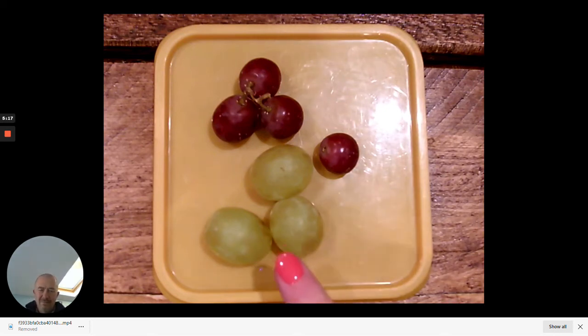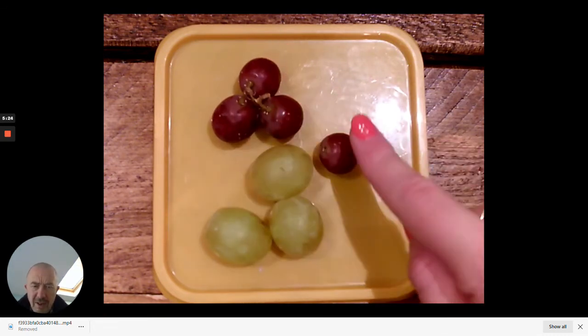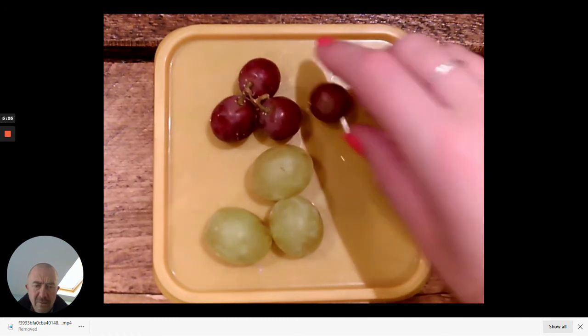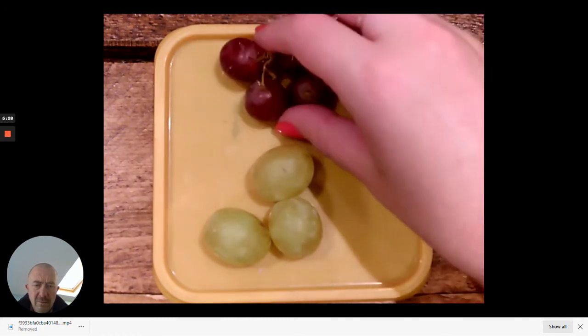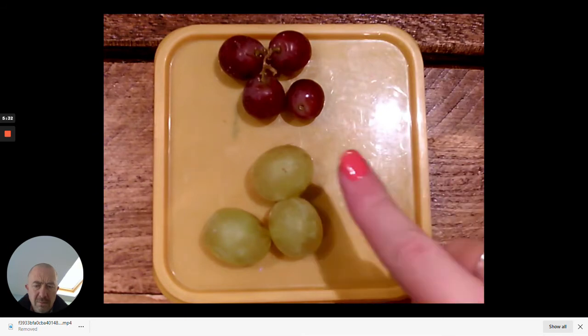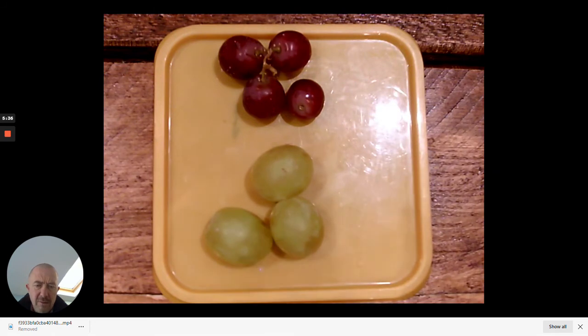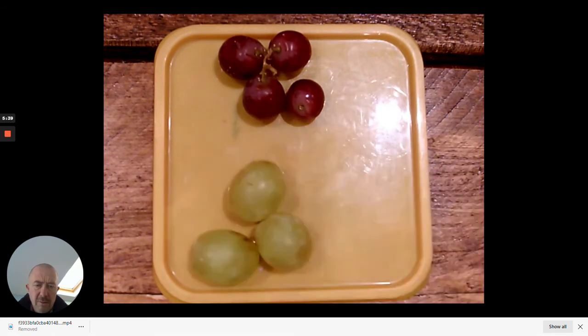So let's count how many Harold has. He's got 1, 2, 3, 4. 4 red grapes. 4 can be 1 part. Let's see how much Miss Molnar has. 1, 2, 3. 3 green grapes. 3 is another part. We're going to use something called a part-whole model to help us combine the two amounts to find our whole.